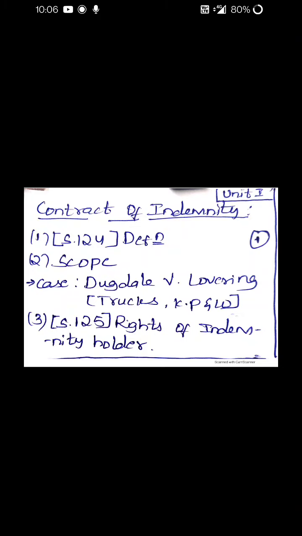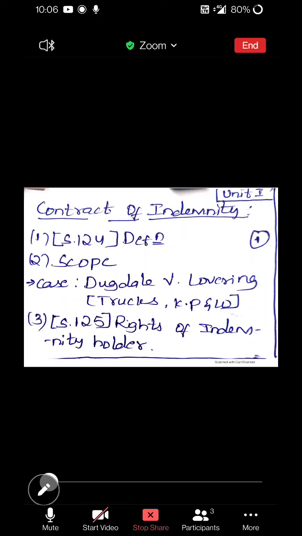There's an illustration for it. A contracts to indemnify B against the consequences of any proceedings which C may take against B in respect of a certain sum of 200 rupees. This is a contract of indemnity. So A promises B to indemnify any losses that C may cause to B. So this is a contract of indemnity.